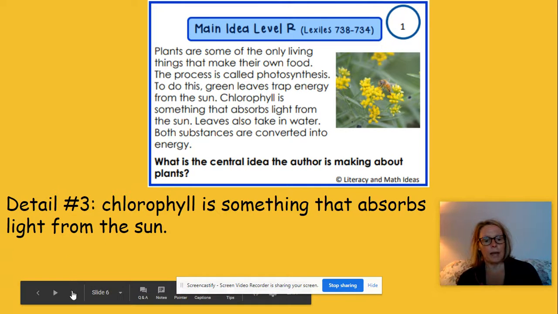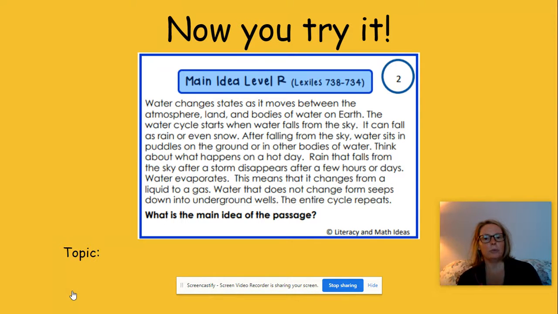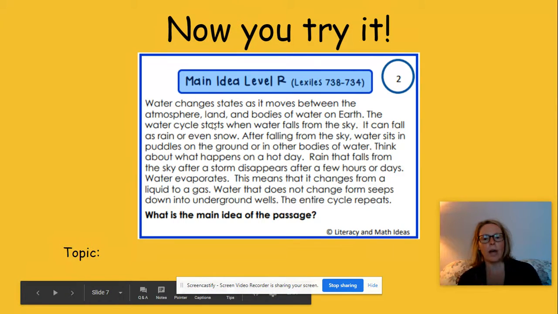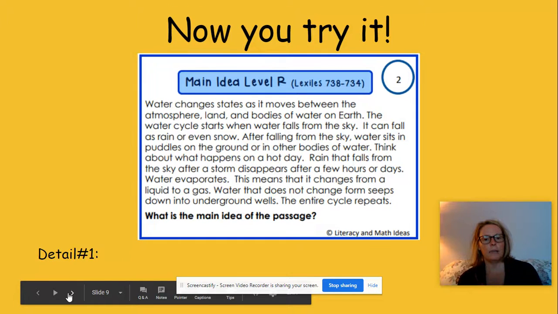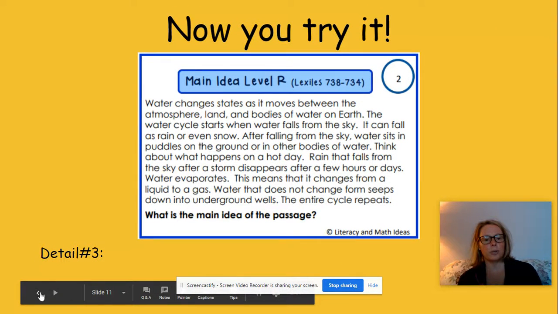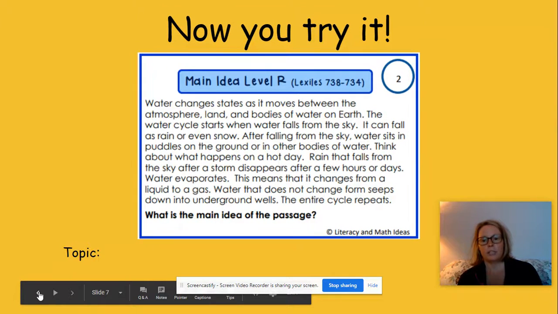I will have this slide for you to try as well. And so I have, now you try it. And I have a short passage for you to read. And then the next few slides, we have topic, main idea, and then 3 details. Of course, you can write all of these on a separate sheet of paper, or you could verbally talk about them to somebody in your house.